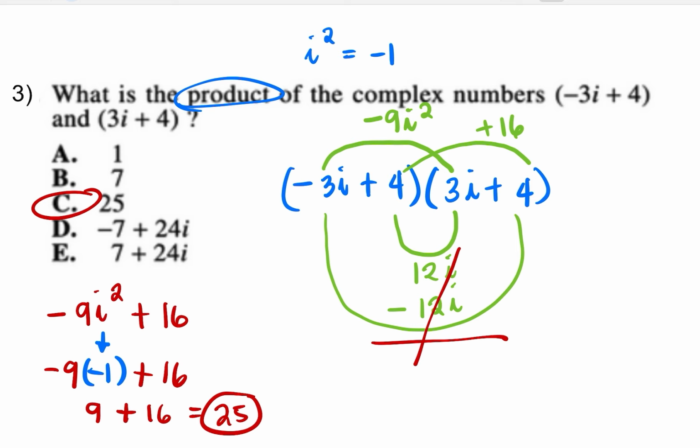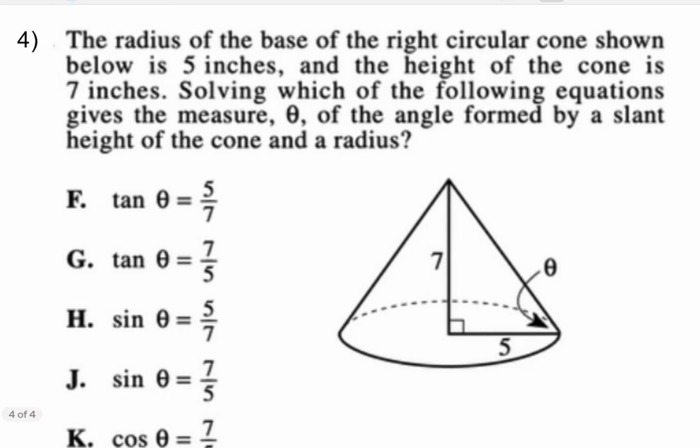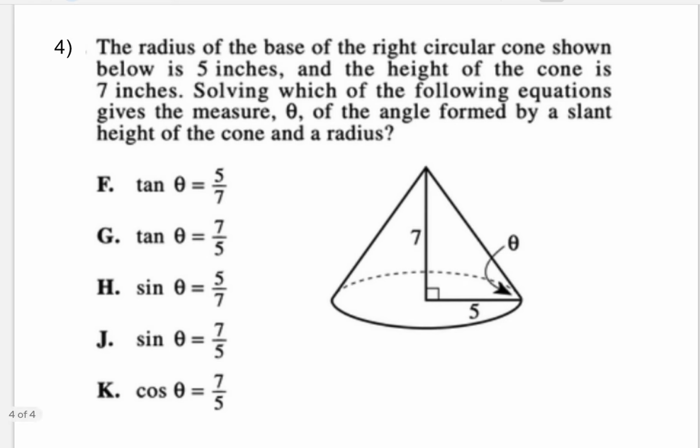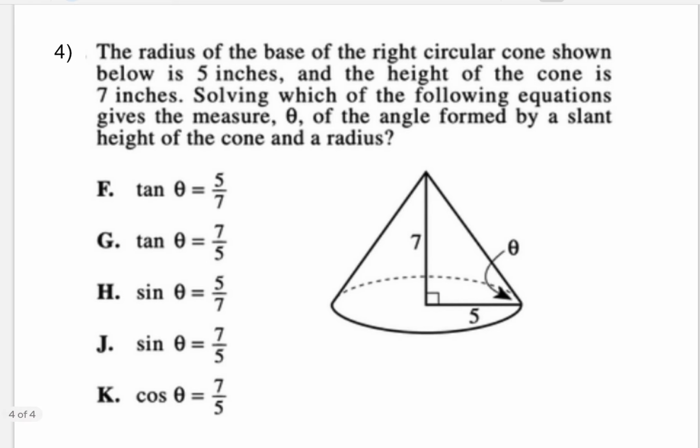Let's try another problem. The radius of the base of a right circular cone shown is 5 inches, and the height of the cone is 7 inches. Solving which of the following equations gives the measure of theta? This angle here is called theta, the angle formed by the slant height of the cone and a radius.